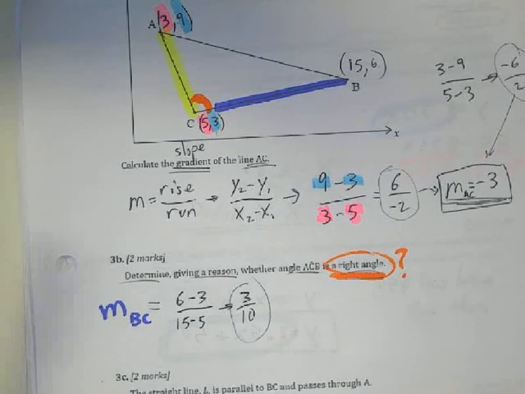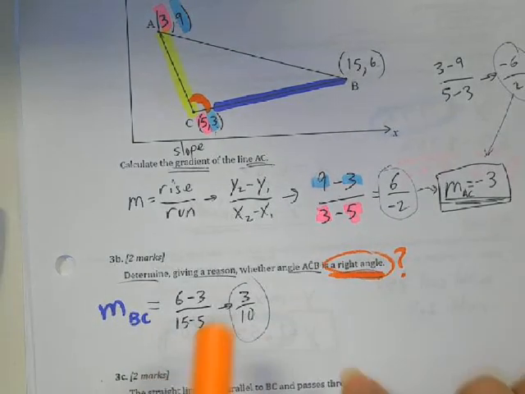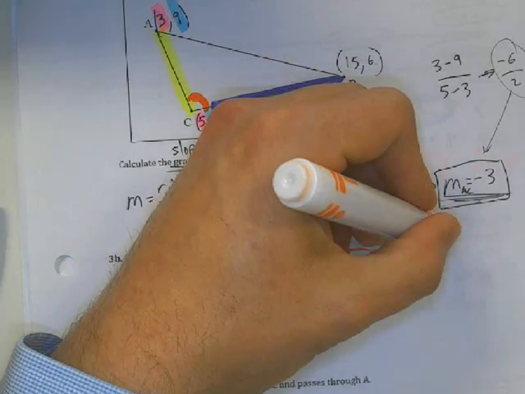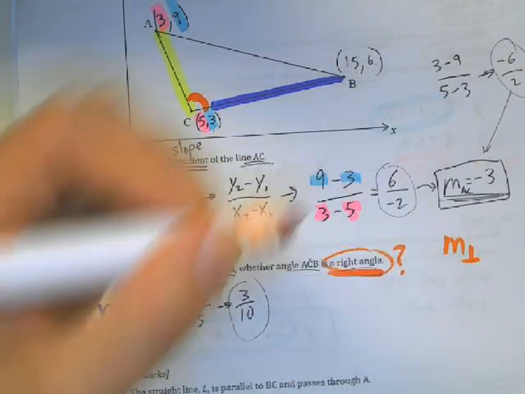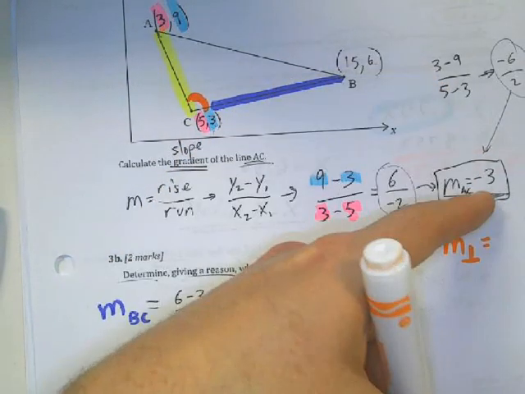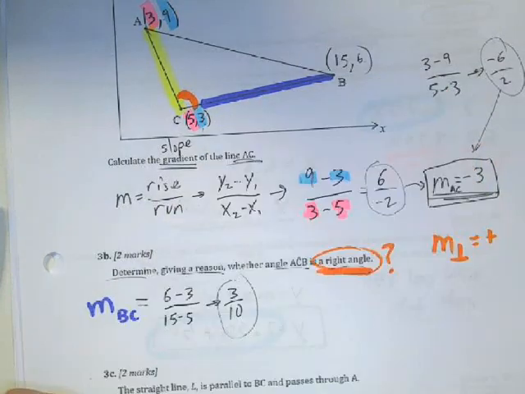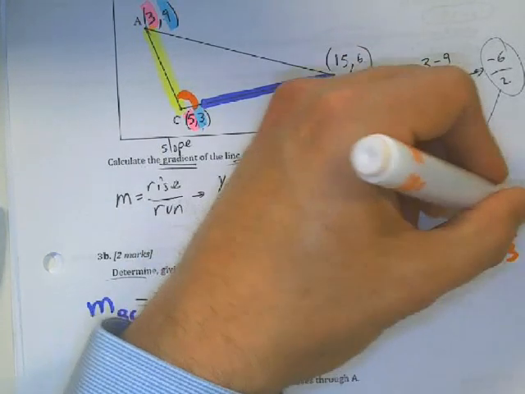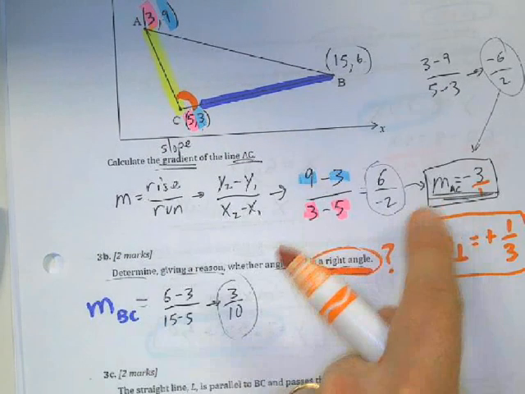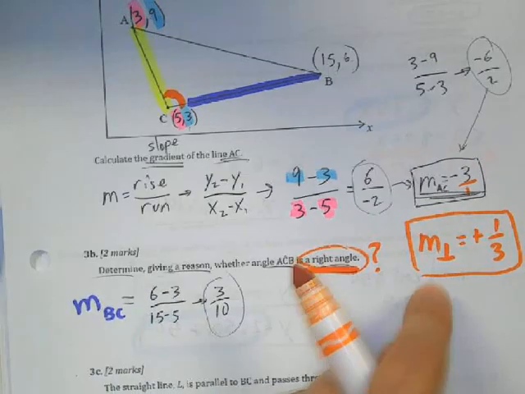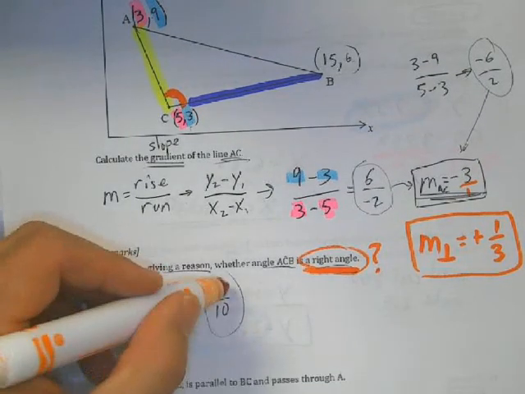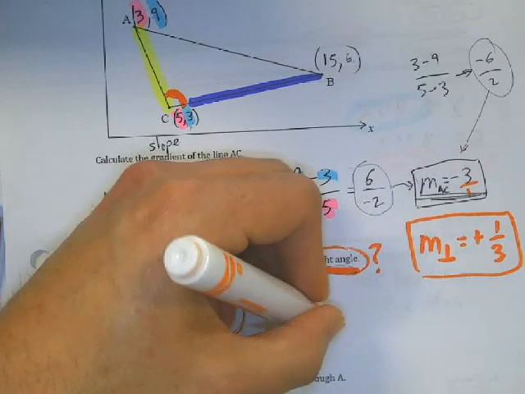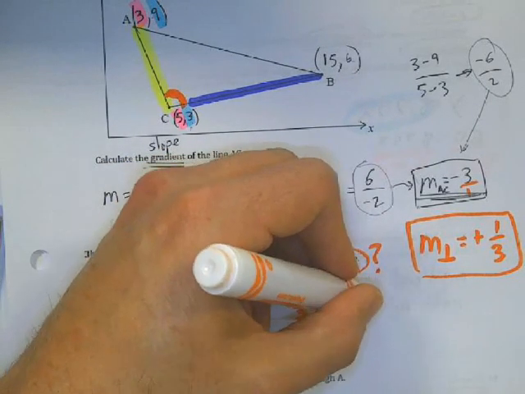Now, if it's going to be a right triangle, then this and this have to be perpendicular. Then this here has to be the opposite sign and the reciprocal. So instead of being negative, it's going to be positive. Instead of being 3 over 1, it's going to be 1 over 3. So the perpendicular slope to this is this. And notice that 3 over 10 is not equal to positive 1/3.